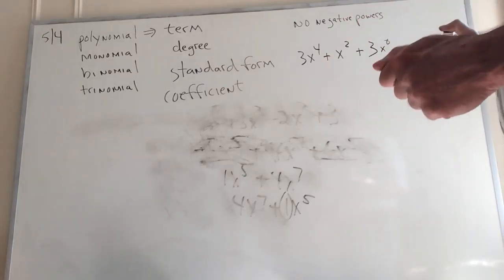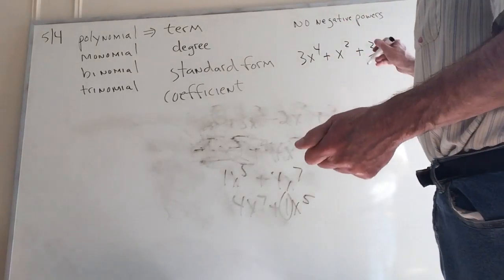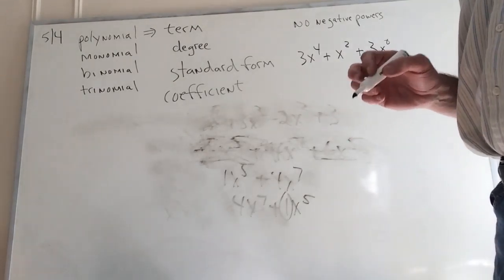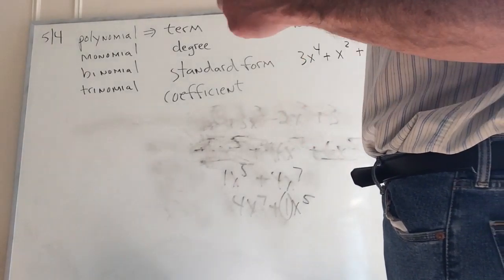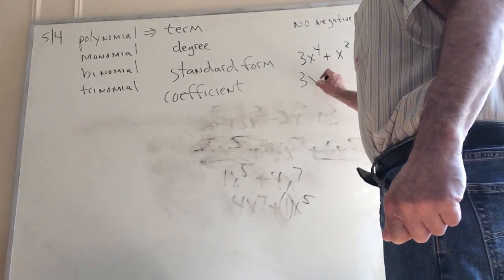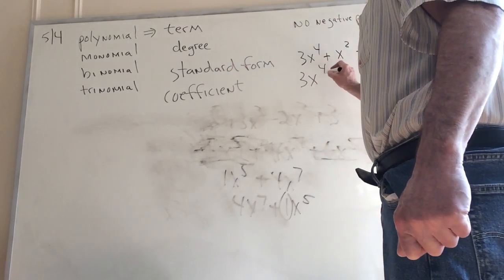So a lot of kids ask, and it's a good question, they say, well, what happened to x to the 3rd power? Aren't we supposed to go in order? And if you were really, really picky, you could write it that way, writing 3x to the 4th.